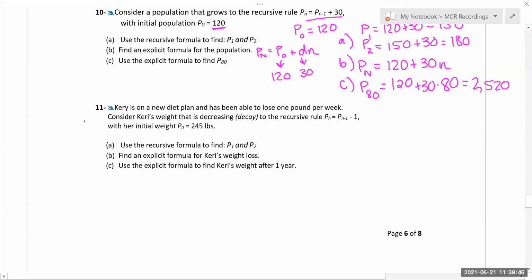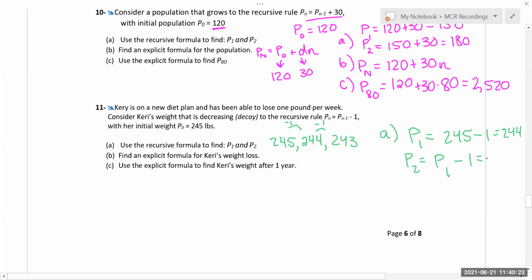So for question 11, we have a decreasing recursive, one pound in this case per week, minus 1. P0 is 245. So P1 is 244 and P2 is 243. We're subtracting 1 each time. So for the recursive part, your P1 is your P0 minus 1, and your P2 is your P1 minus 1. So that's how we get the 244 and the 243.